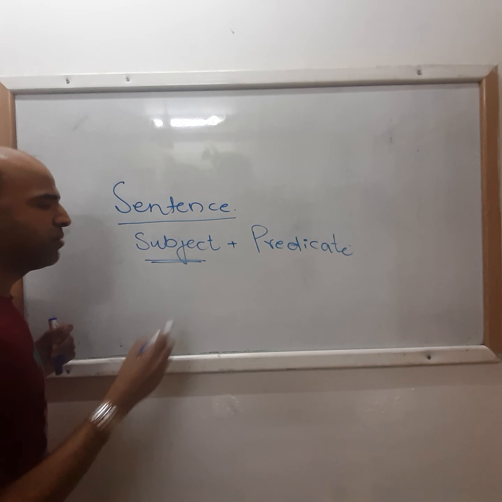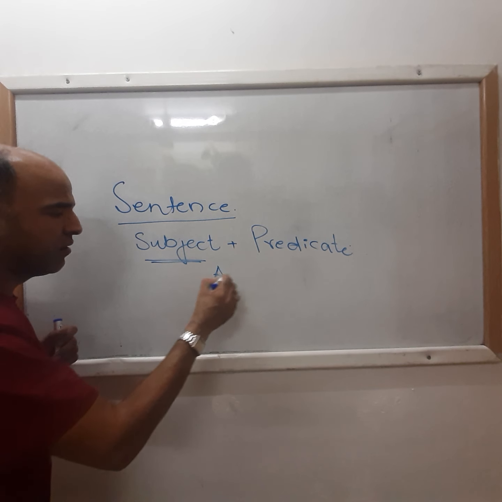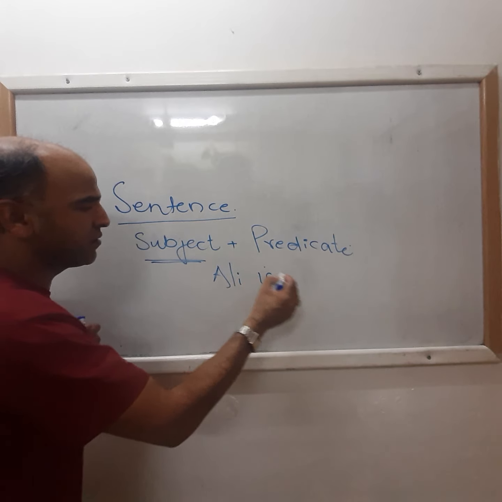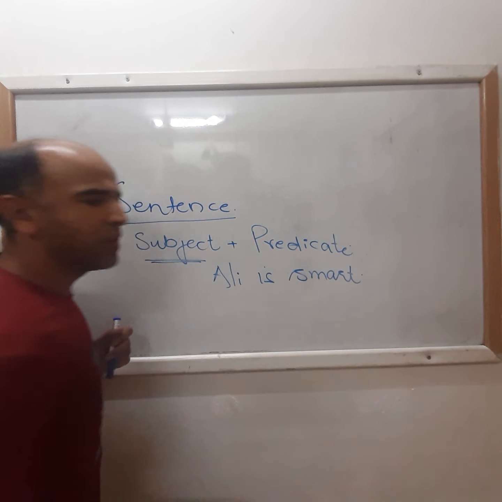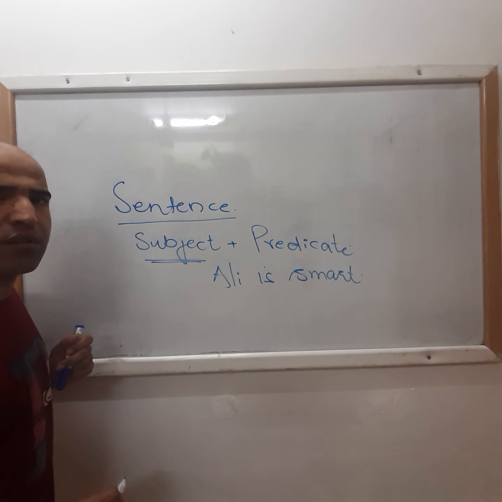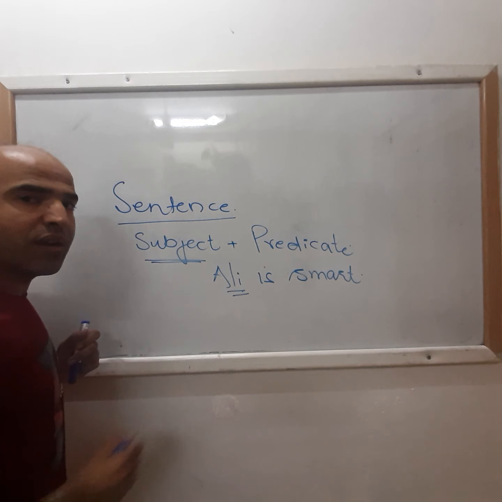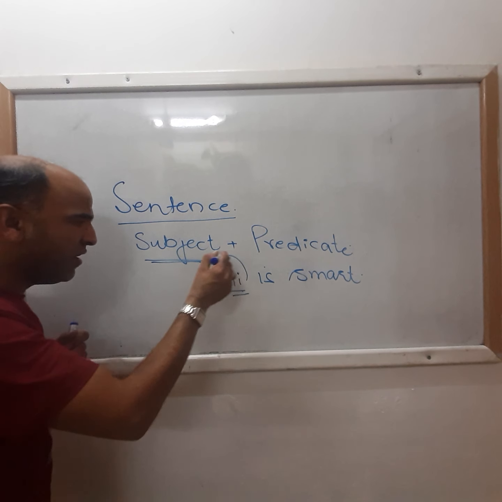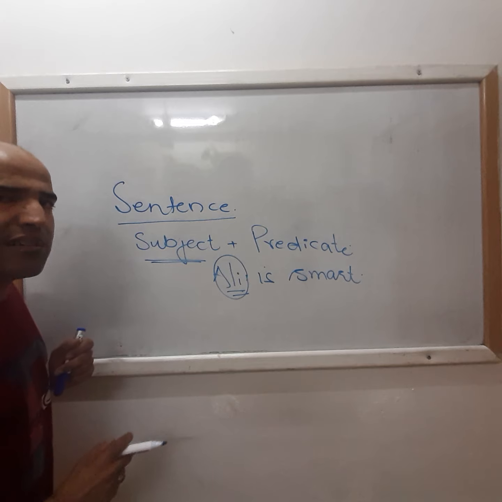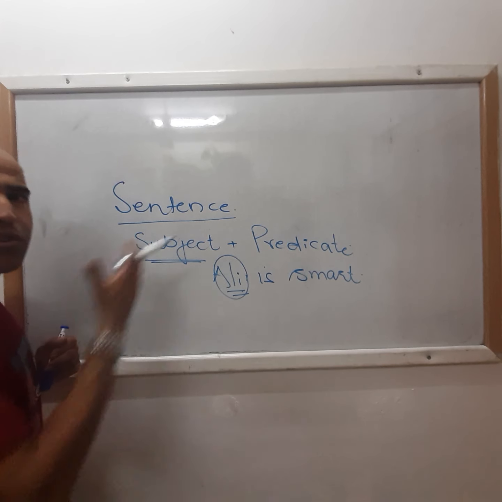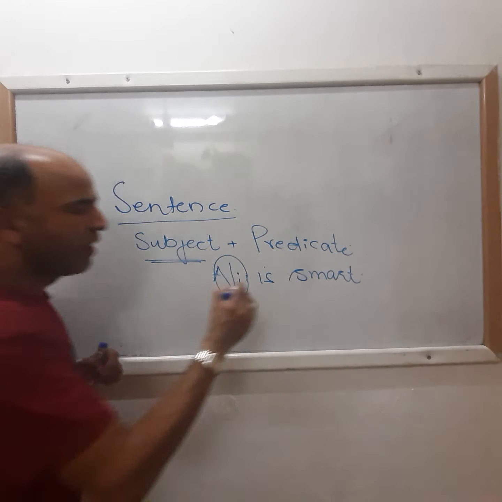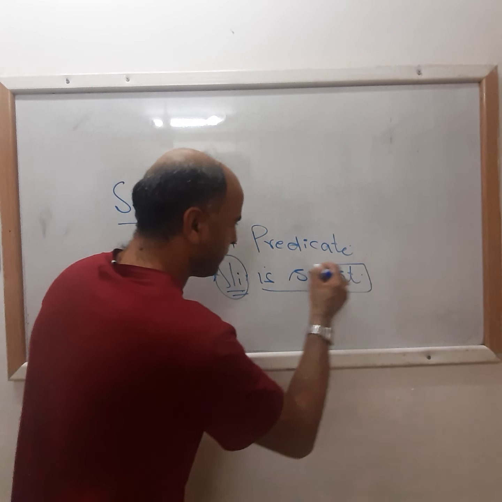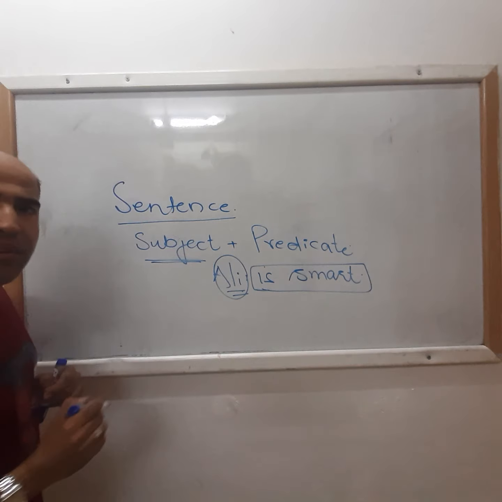Let me give you an example. If I write, Ali is smart. Now, in this sentence, we don't have any performer of an action. We don't have any doer of an action. Our subject, Ali, isn't doing anything at all. So, Ali is your subject because Ali is someone we are talking about. Ali is your subject. Now, this is the predicate. Clear? What is a predicate then?